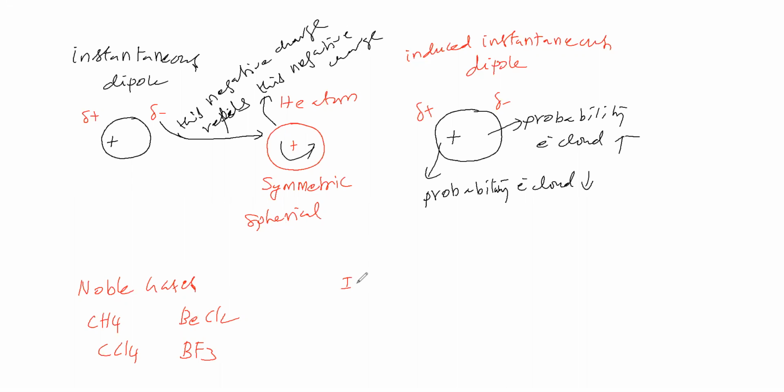Next, interaction energy. Interaction energy in the sense force of attraction between molecules. Interaction energy is directly proportional to 1 by r power 6, where r is the distance between two molecules. So interaction energy, in the sense intermolecular force of attraction, is directly proportional to 1 by r power 6. This is for this van der Waals force, instantaneous dipole, induced instantaneous dipole.